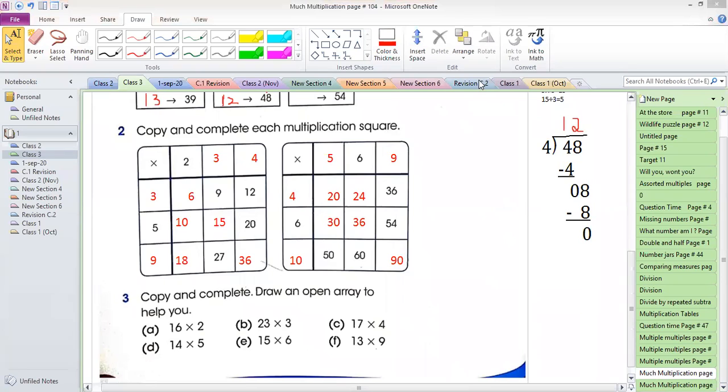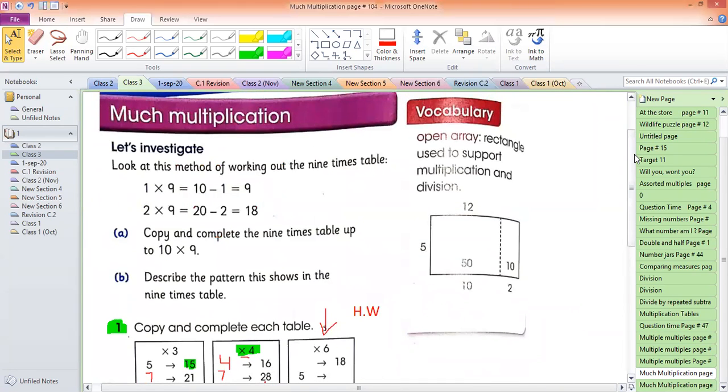Now we'll complete question number 3. Guys, in question number 3, you have to copy and complete with the help of an open array. And what is an open array and how will you solve the questions with it? It's very easy. In an open array, you draw a rectangle.